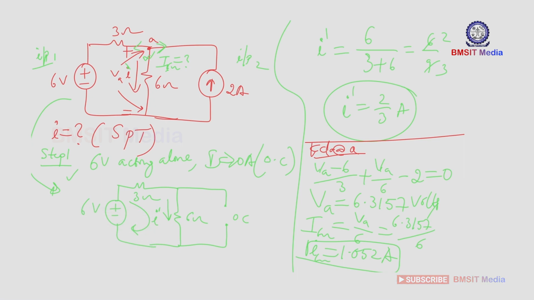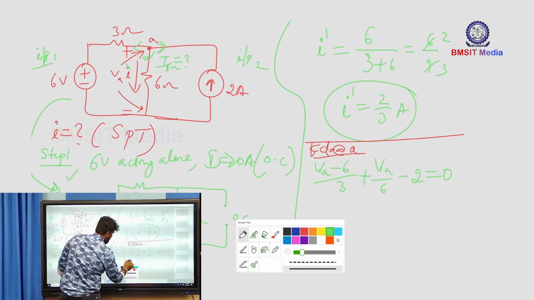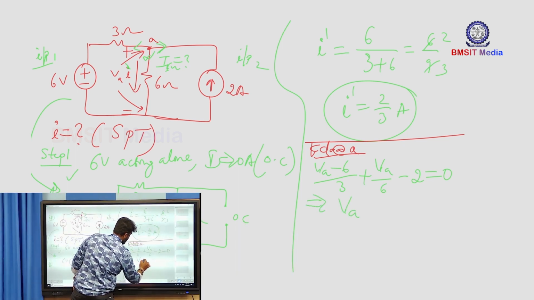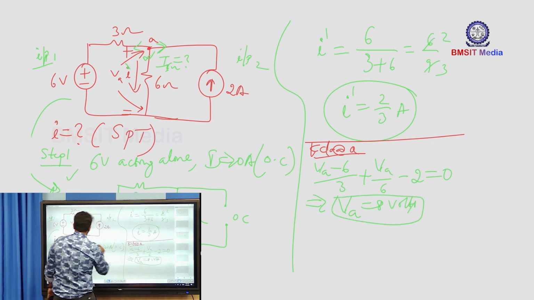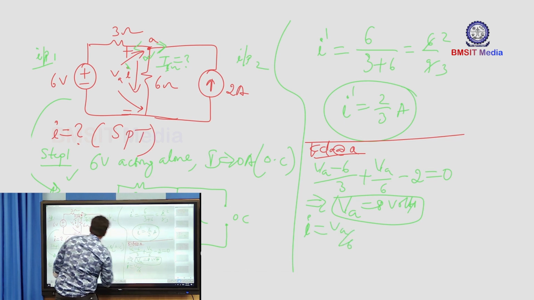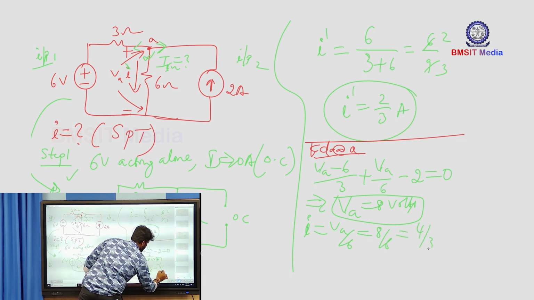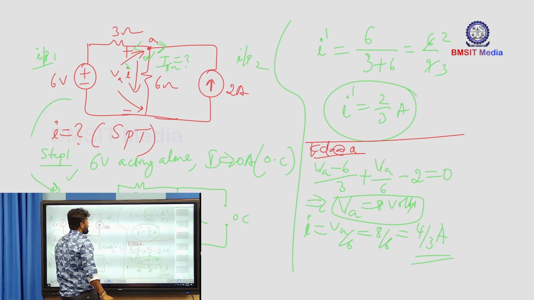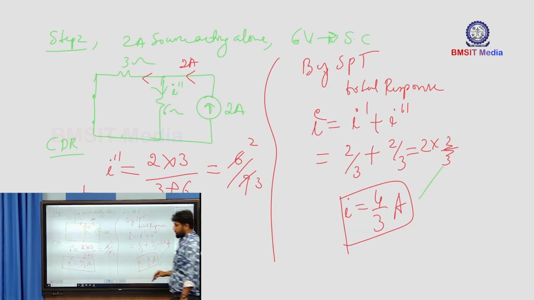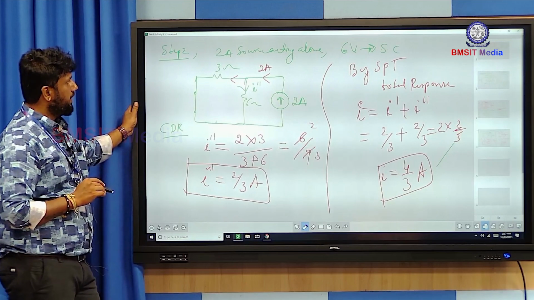So, is it the same as 4 divided by 3, the answer we got earlier? The value of VA here, when you calculate from this equation, you will get 8 volts. So, what is the current I? It is VA divided by 6, which is equal to 8 by 6, or you can write it as 4 by 3 amperes, which is the same as the answer which we got using the other method. So, that is how to find out the response in any particular branch using SPT.